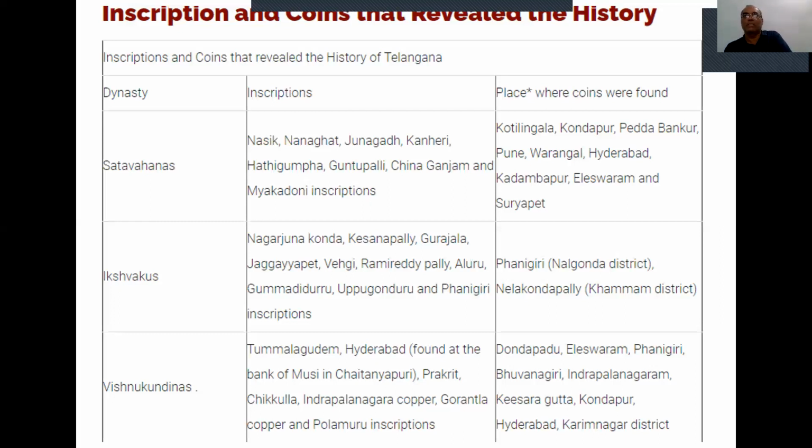In all these regions, we have found some coins which indicate that there was some kind of trade and commerce, growth of trade and commerce in these regions. So when we're trying to study the history of the Satavahanas, we will depend extensively on these inscriptions and the coins available from this period to construct the socio-economic and cultural history of the Satavahana period.